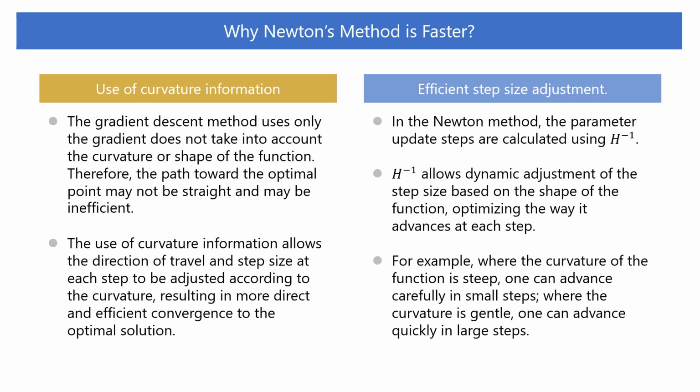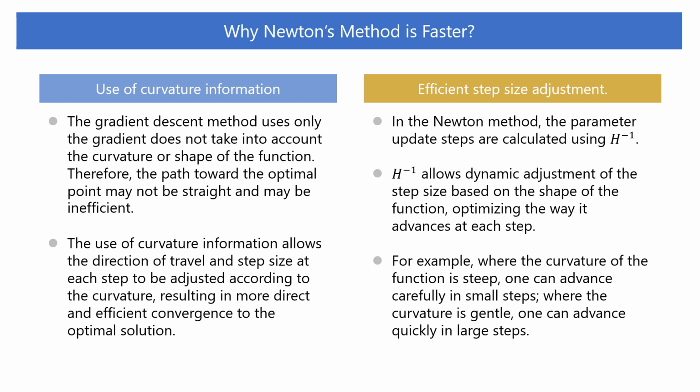Newton's method uses information from the Hessian matrix as well as the gradient of the function. The Hessian matrix indicates the local curvature of the function, which allows the direction of travel and the step size at each step to be adjusted according to the curvature. The use of this curvature information allows for a more direct and efficient convergence to the optimal solution.